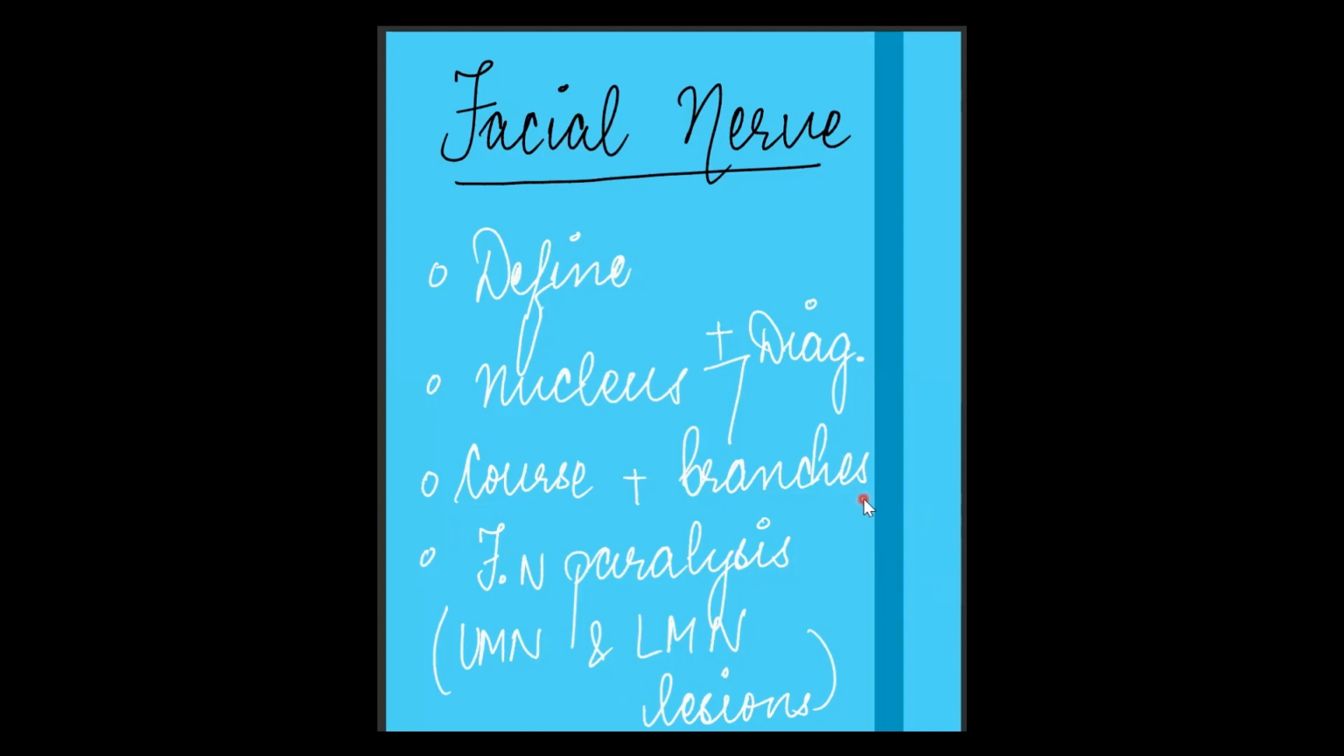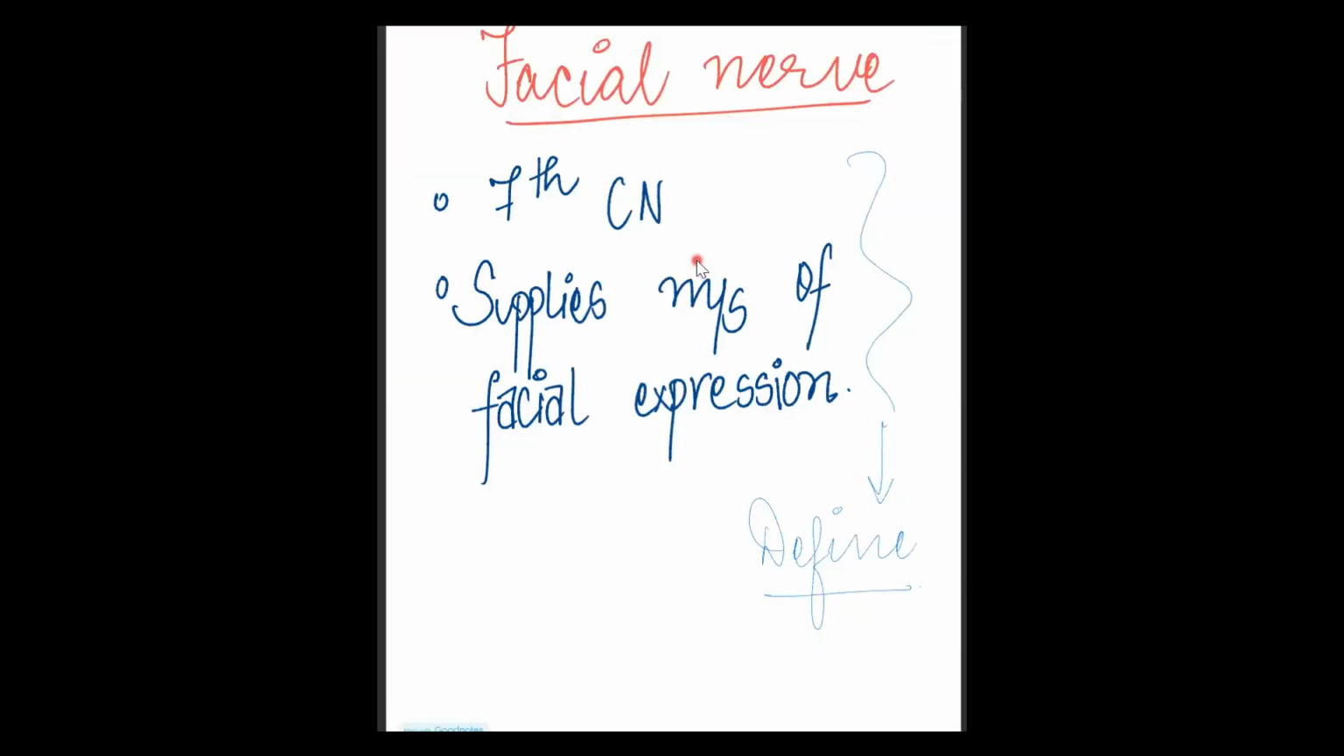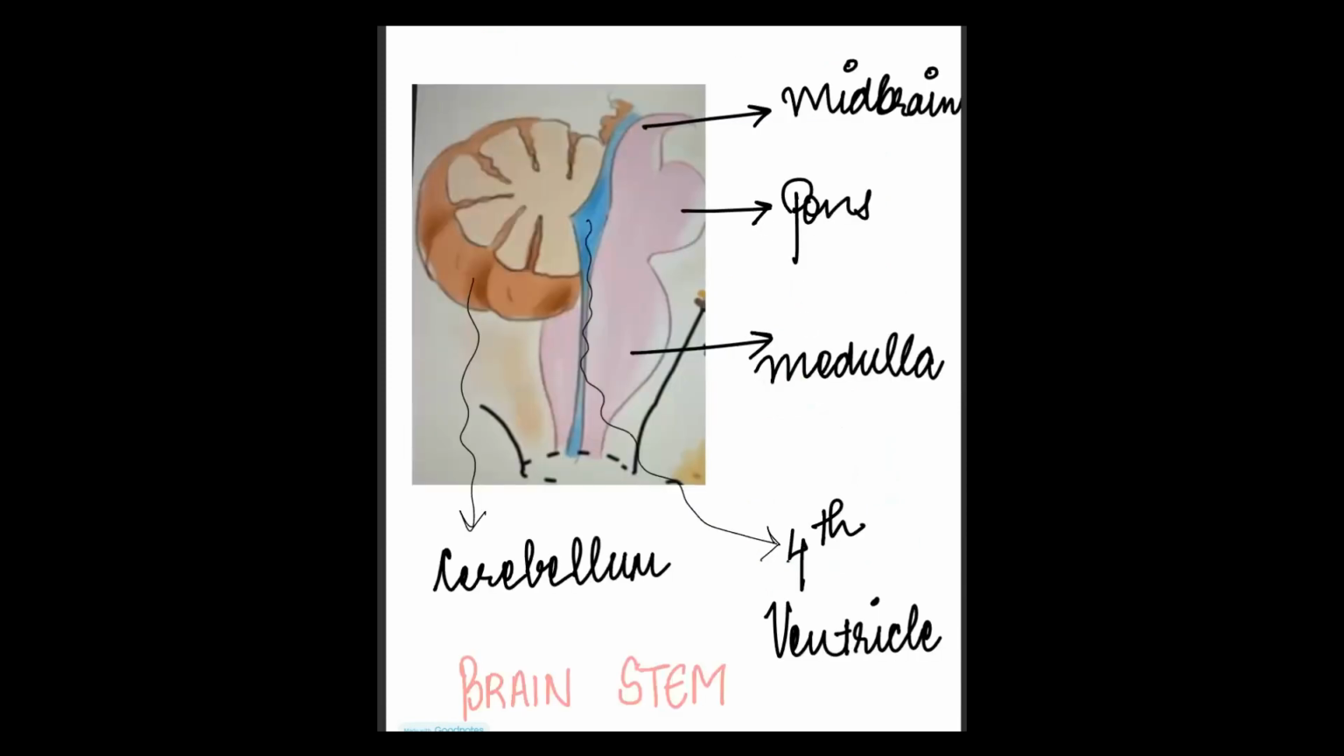So we'll start off with our facial nerve. Basically, we have to define it. It is the seventh cranial nerve and it supplies the muscles of facial expression. This is the basic diagram of the brainstem as I've shown in earlier videos also. The upper part is the midbrain, the middle part is the pons, and the lowermost part is the medulla. The bluish part is the fourth ventricle, and this is the cerebellum.